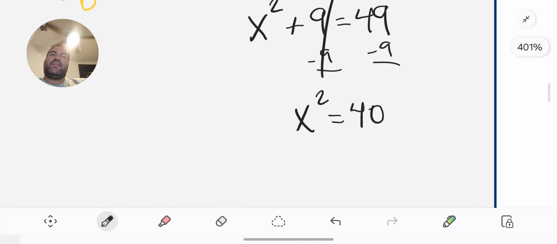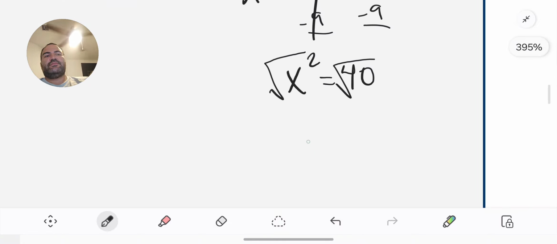Ooh, what do I do here? A lot of students get stuck here. I got x squared equals a number. I can square root both sides. So x equals the square root of 40.